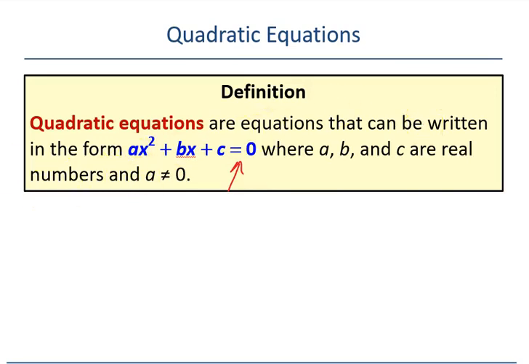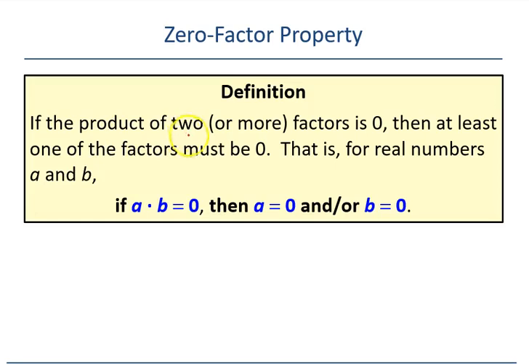Okay, so let's continue on. If the product of two or more factors is 0, then at least one of the factors must be 0. That is, for real numbers a and b, if a times b equals 0, then either a can equal 0 and or b can equal 0. That's the zero factor property. Makes sense if you really think about it. If I just tell you a times b is 0, one of them has to be 0. We don't know which one, and it could be both, but one of them has to be.